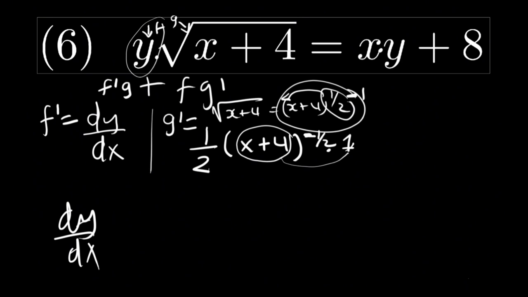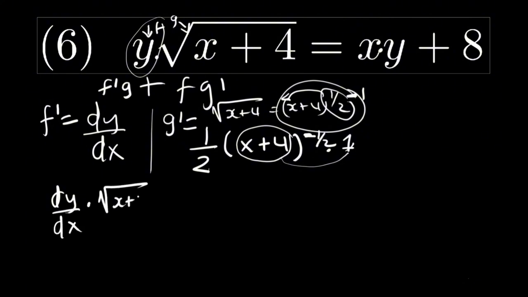Now let us substitute this here in the derivative. So we'd have f dash, which is dy over dx, multiplied by g, added by f, multiplied by g dash, which is half, x plus 4 power negative half.